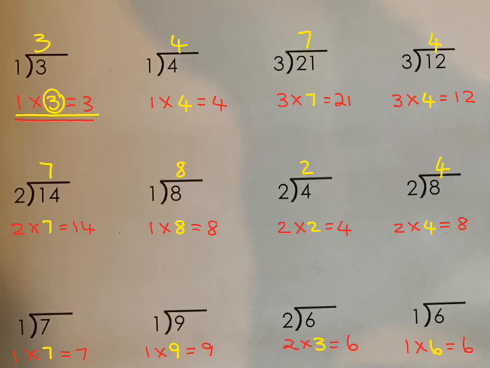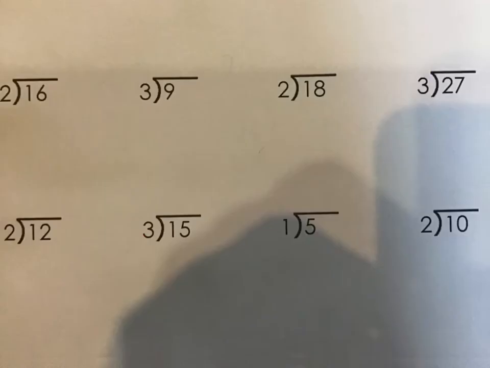1 times what is 7? 1 times 7. 1 times what is 9? 1 times 9. 2 times what is 6? 2 times 3. 1 times what is 6? 1 times 6. You know your times tables, so these are very simple. You can see when you fill in the answer in your head, that's the answer you're going to write on top of the box. Okay, now it's your turn to practice.